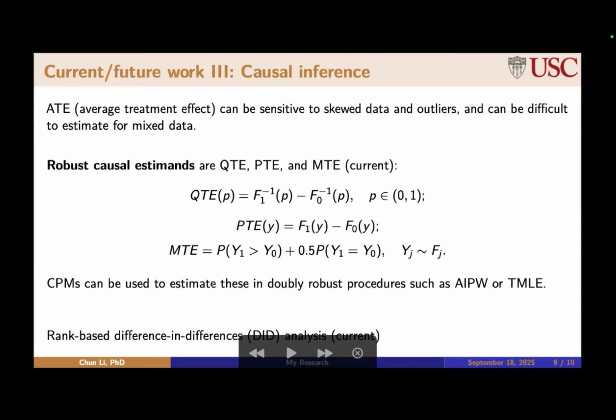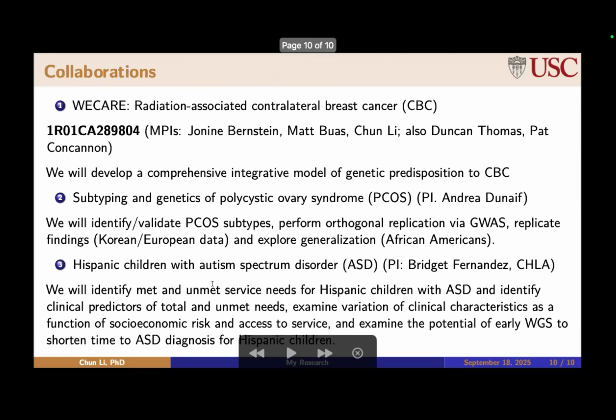We also work on DID, which is another aspect of causal inference. Well, I'm going to skip this one. These are my collaborations. All three of them involve genetics, actually. That's it.